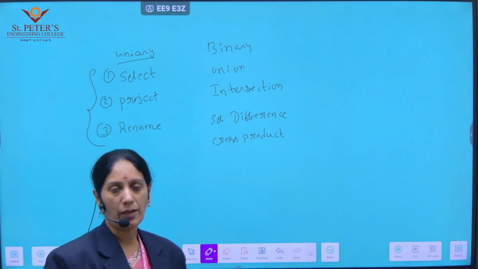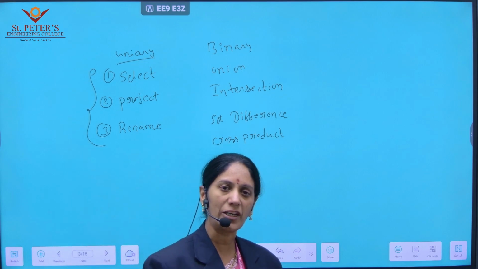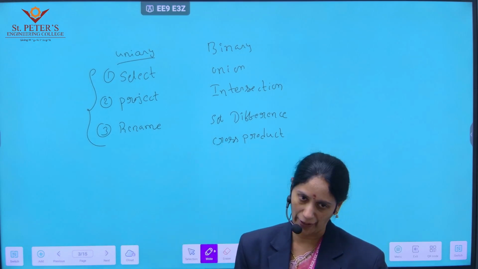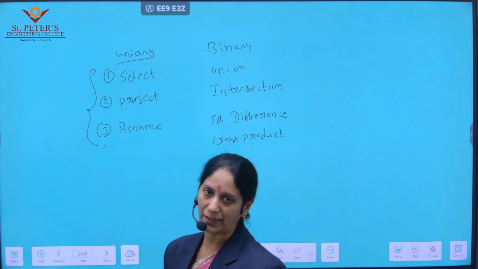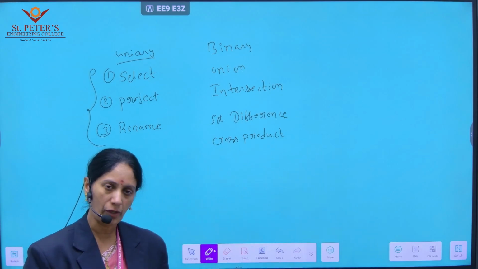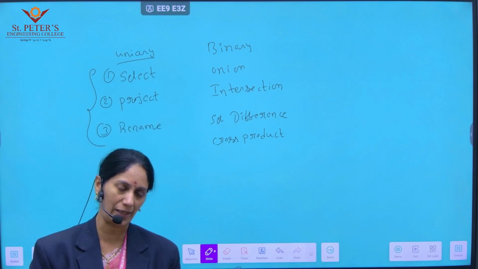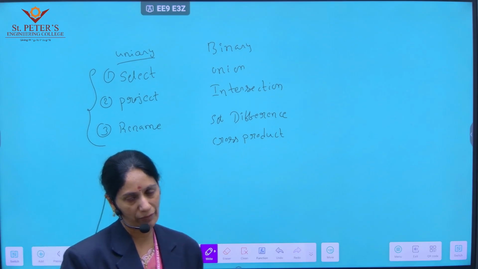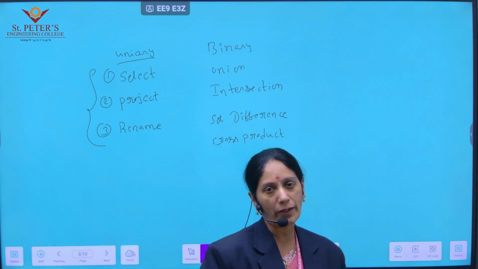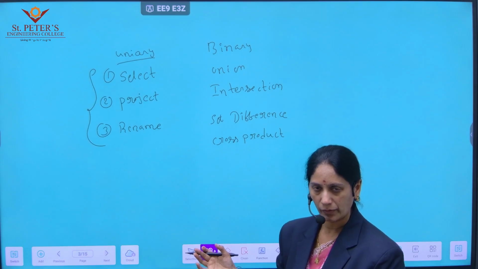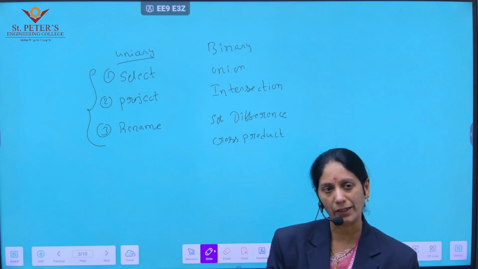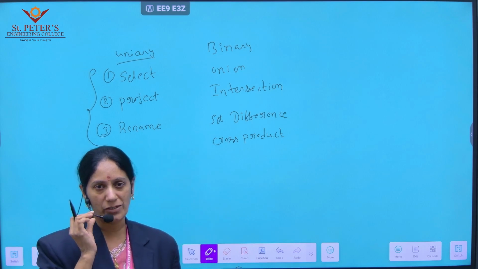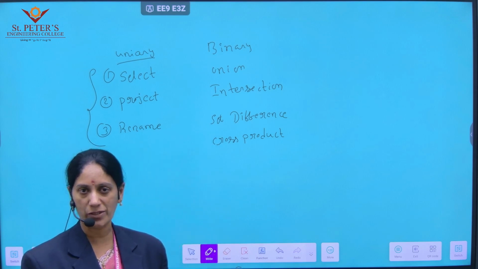Relational operation is always a procedural query language. A procedural query language is simply what to do and how to do it. What is meant by a procedural query language? It is simply what data are required and how to retrieve the data from the database. That is called a procedural query language.